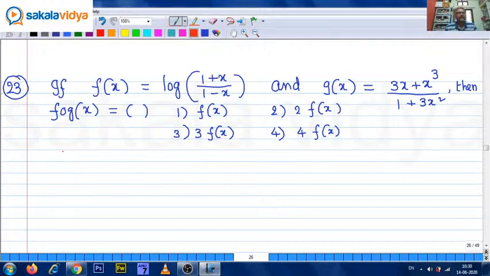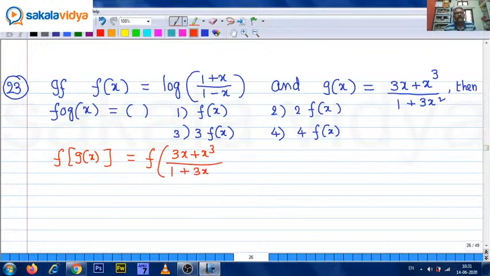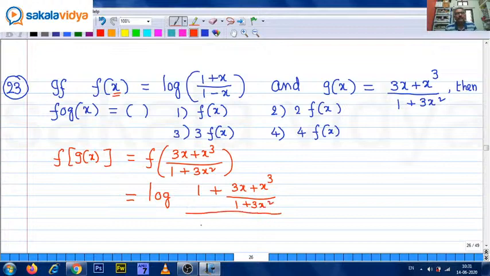So we need to find f circle g of x, which means f of g of x. That means we need to find f of 3x plus x cube upon 1 plus 3x square. So in the place of x, replace 3x plus x cube upon 1 plus 3x square. Trigonometry chapter already completed. So this equals log of 1 plus 3x plus x cube upon 1 plus 3x square, upon 1 minus 3x plus x cube upon 1 plus 3x square. So this is the bracket.